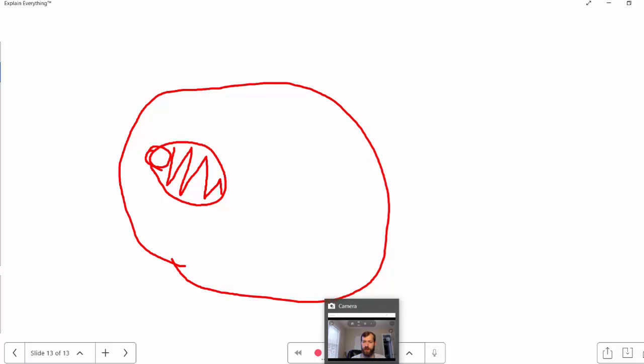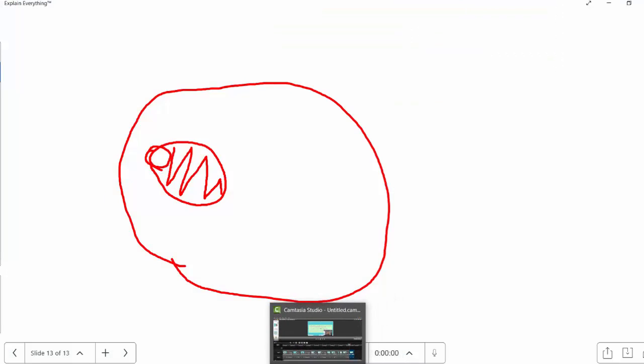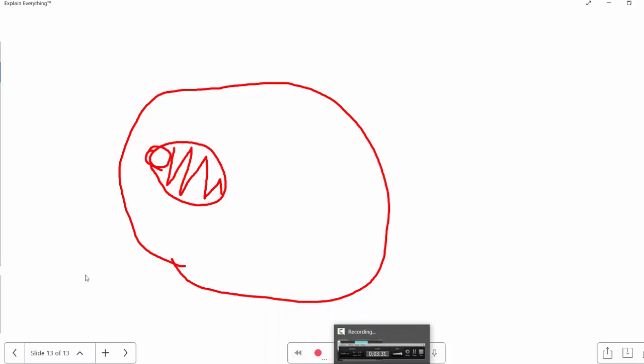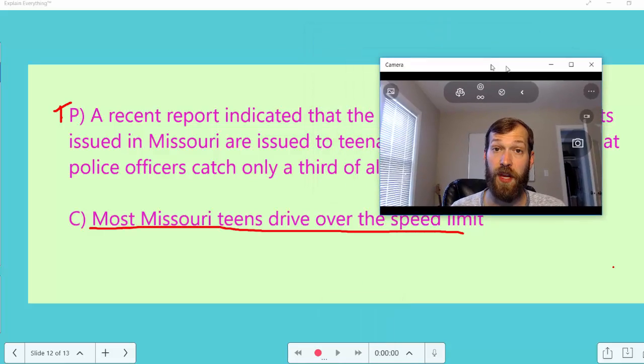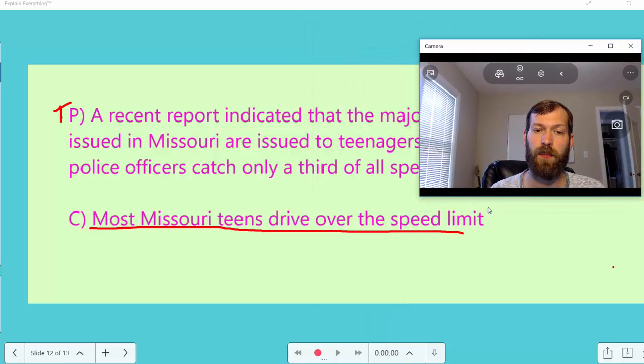So what that shows is, just given the information that we have in our argument, back in this slide, it doesn't make it more probable that most Missouri teens drive over the speed limit. It's not enough information to tell us one way or the other whether it's more probable that most Missouri teens drive over the speed limit. So it's an uncogent argument. Even if we allow for this to be true, it's still not a strong argument, it's a weak argument, and therefore an uncogent argument.